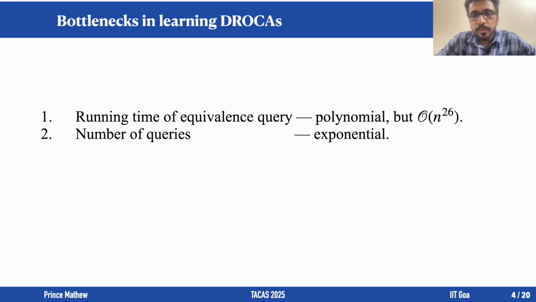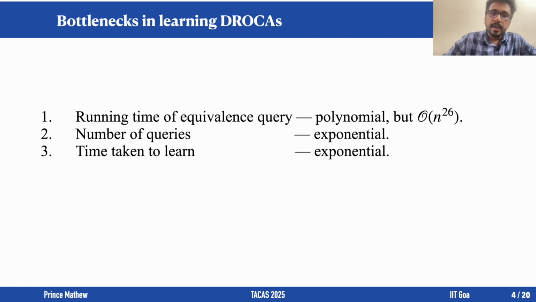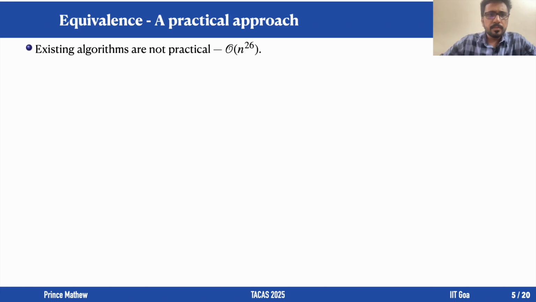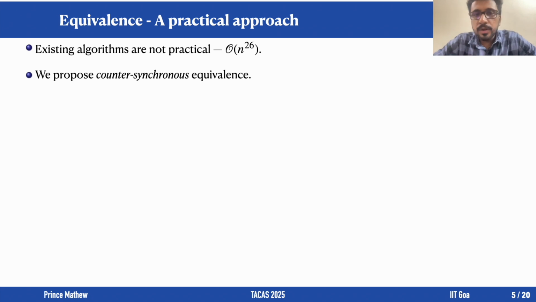The second is the number of queries. The number of queries for all the existing learning algorithms is exponential. And the third is the total time taken to learn. This is also exponential. So in this talk, we address the first two bottlenecks. First we propose a faster, practical equivalence query. As we discussed, all the existing algorithms need some order of n raised to 26 time for checking equivalence. So we propose counter synchronous equivalence.